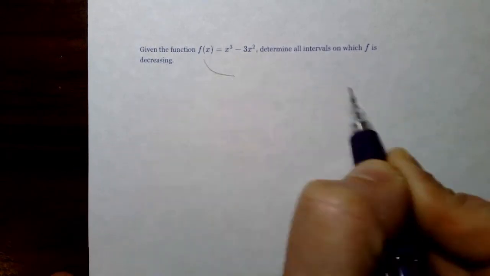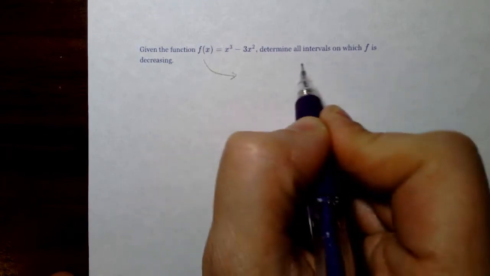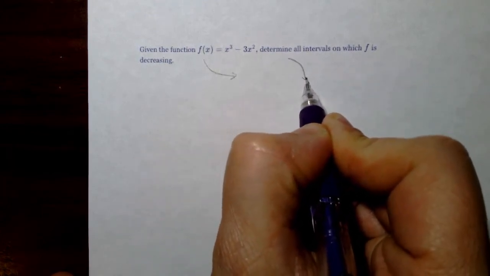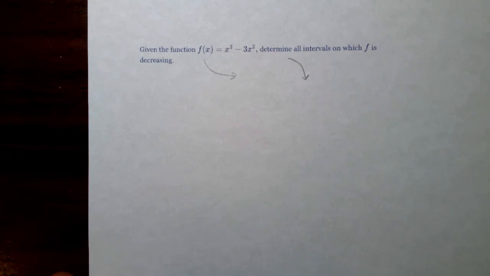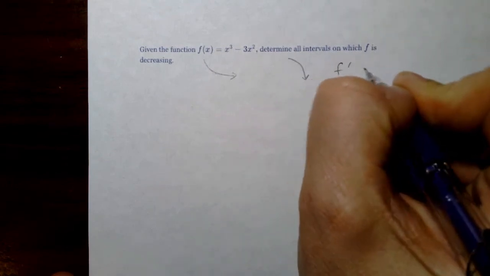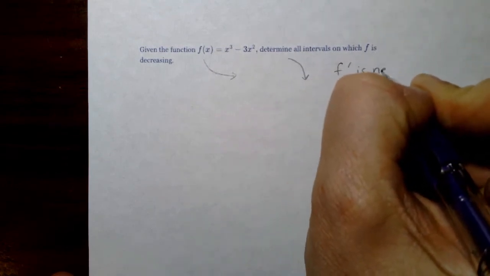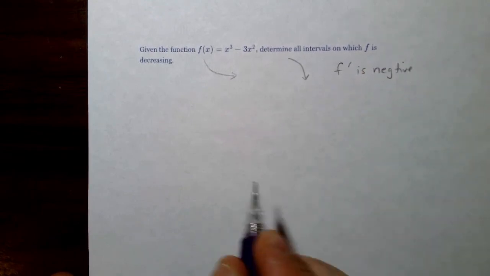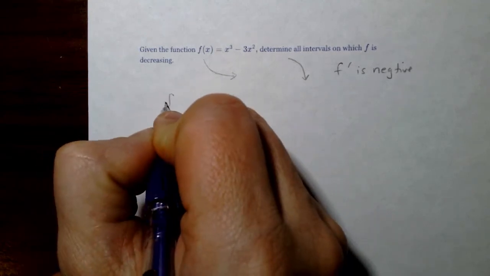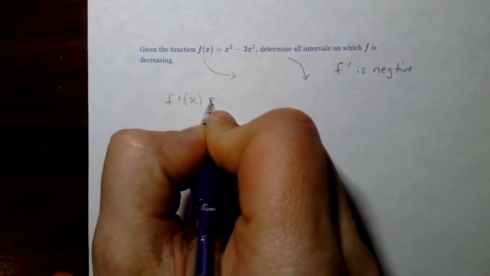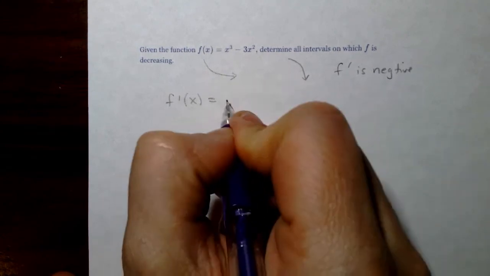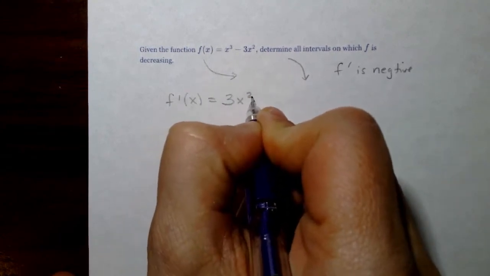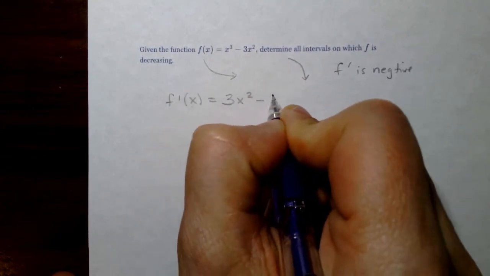It's either going to look like this, or it's going to look like this. In this case, we know that f prime is negative. So keeping that in mind, the algebra is going to support that conclusion. We're going to take the derivative so we can work with the slopes. We're going to determine a function that relates x to its slope.